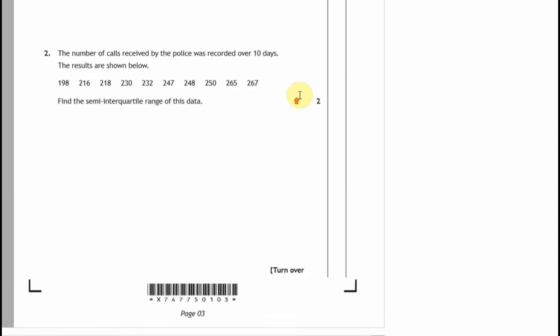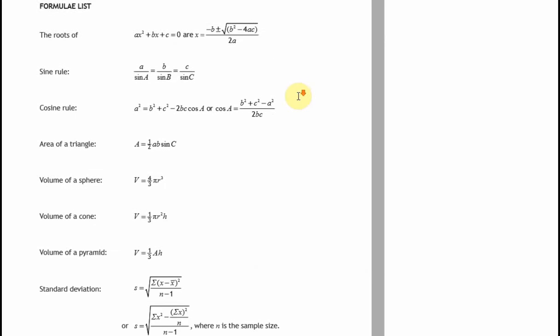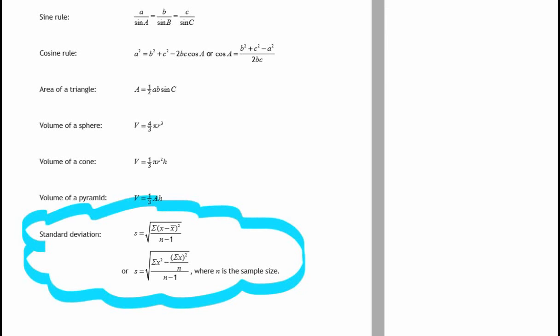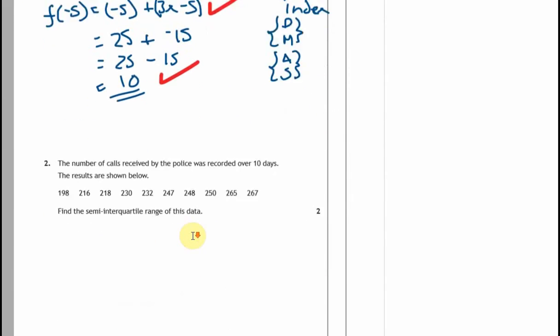Question 2. Statistics. I think statistics questions are fantastic because you've got the equation sheet at the beginning, and there's loads of good stuff in here. There's loads you don't have to remember, which is fantastic. You'll see here you've got your standard deviation equation, so that'll probably come in handy. Those questions come for 4 marks, and they've given you the equation, which is great. I personally prefer the first equation. I'd use that over the second equation, but if you want to use the second one, that's fine.